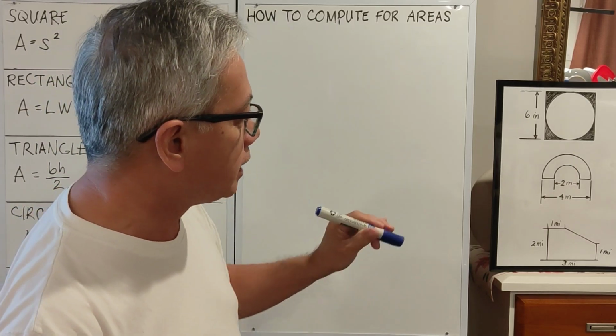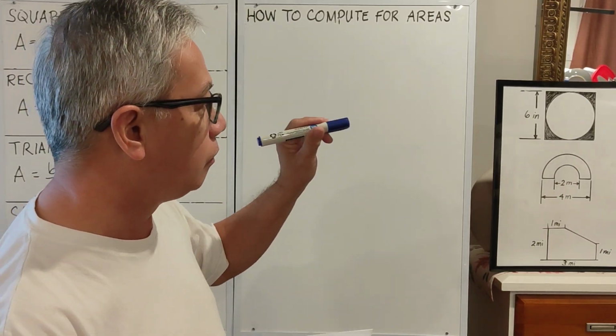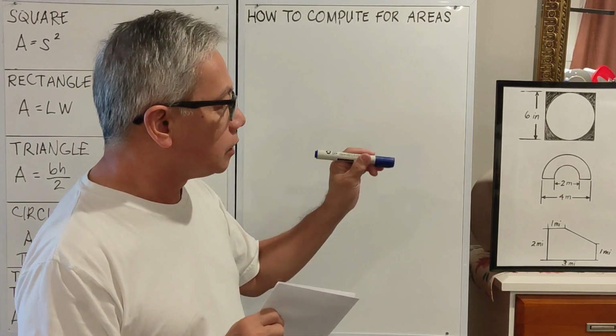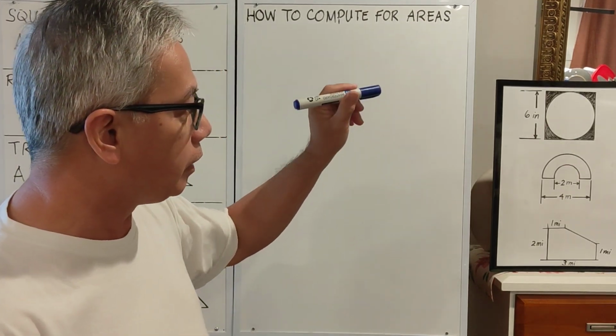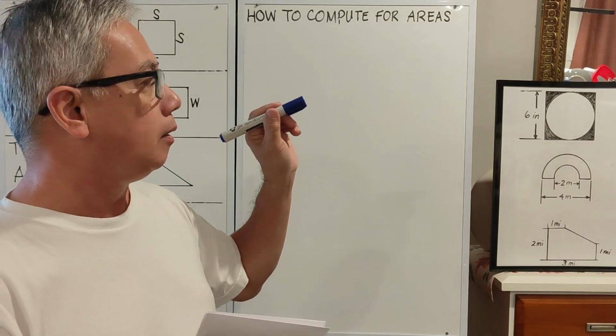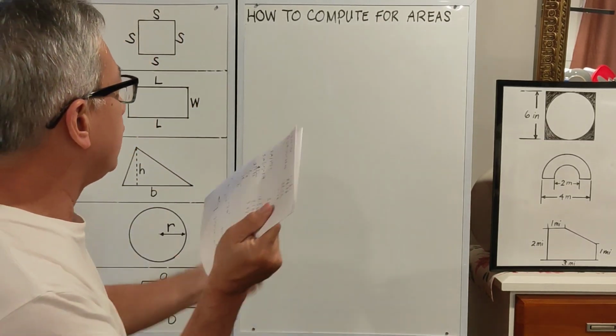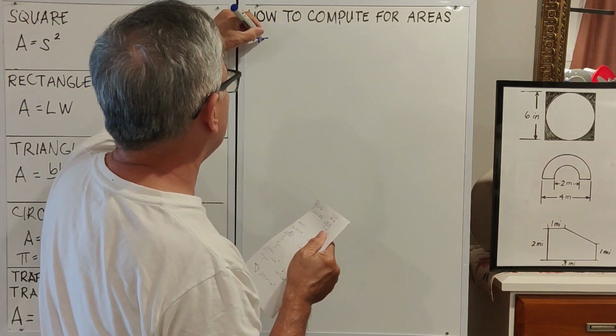In this part, we will be computing for areas of the more complex shapes. For the first example, we need to get the area of the shaded portion. So to get the area of the shaded portion, we need to get the area of the square minus the area of the circle.